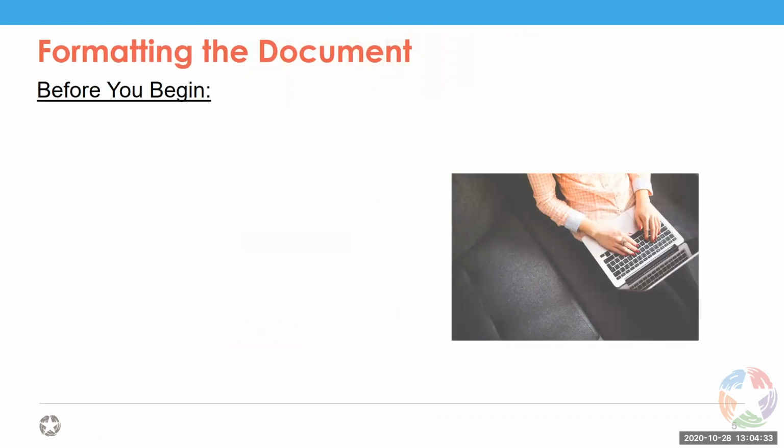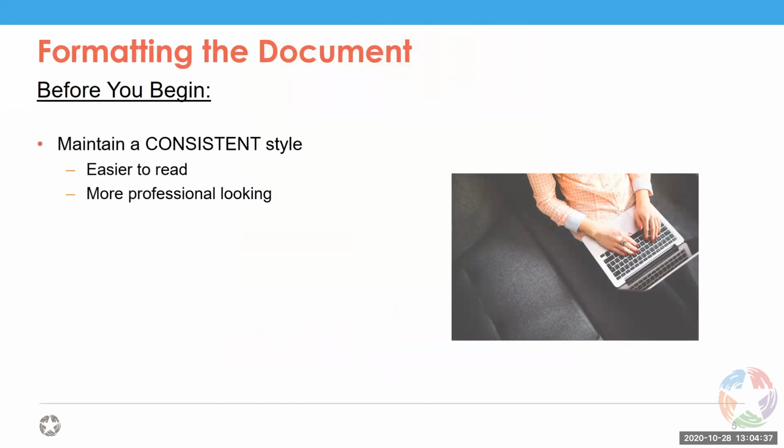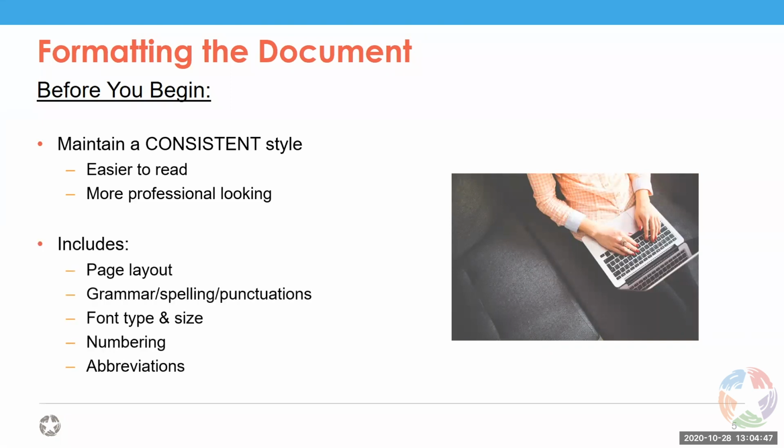So, formatting your family history book. Before you begin, it's very important that you maintain a consistent style. This is because it makes it easier to read and it's more professional looking. It also is great because it includes page layout, grammar, spelling, punctuation, font type and size, numbering, and abbreviations.